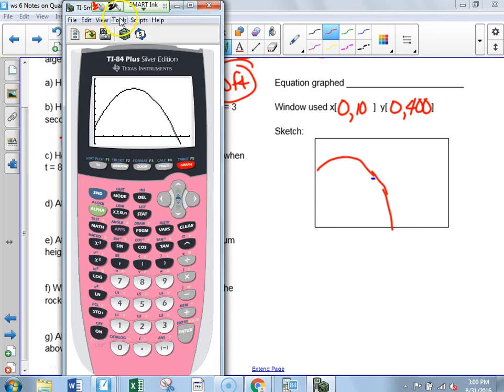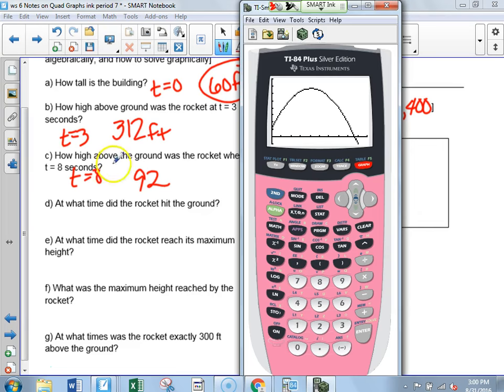Okay. We did part A, B, and C, I did it by doing trace. I went trace 0. At time 0, it's at 60. At 3, it's at 312. And at 8, it was at 92. That's how we got those answers. You can scroll through the table as well. My issue with the table is sometimes I open my table and X is at negative 16. So to go from negative 16 to positive 8, I got to scroll 24 times and my finger gets tired. Okay?